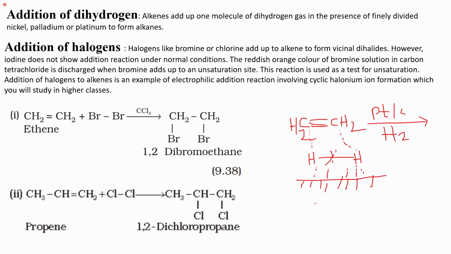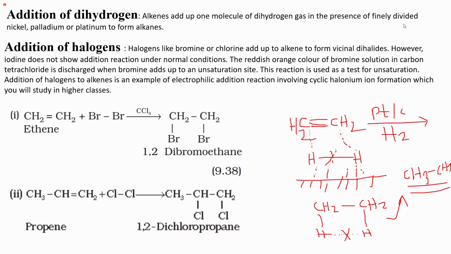Then there will be bond formation between CH2 and hydrogen. This H-H bond breaking has already started and this bond making has already started. Now it will fully break this bond and generate CH3, CH3. This is how the dihydrogen molecule goes and adds to the alkene moiety.